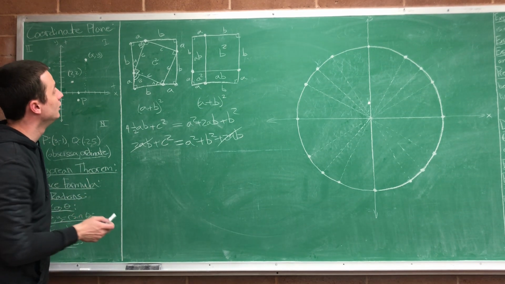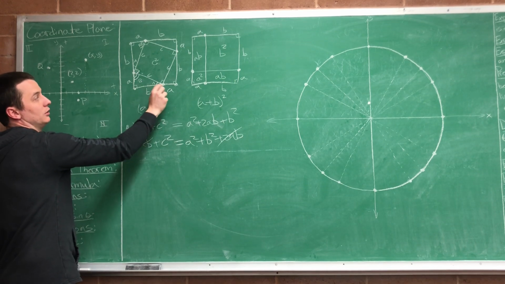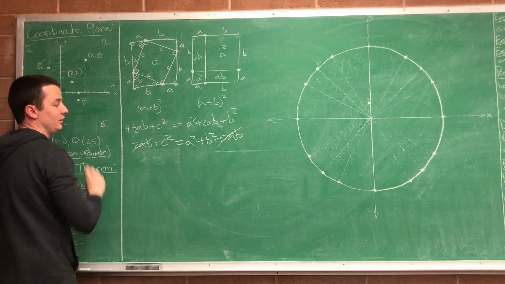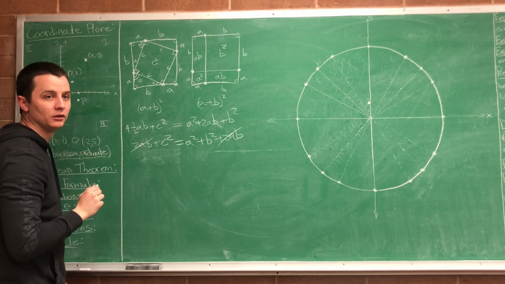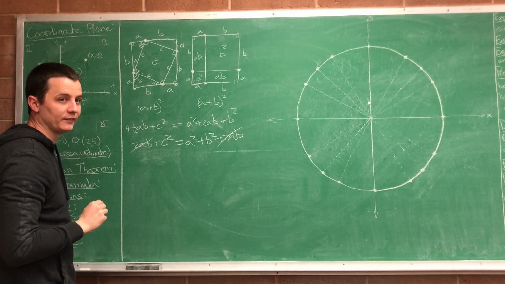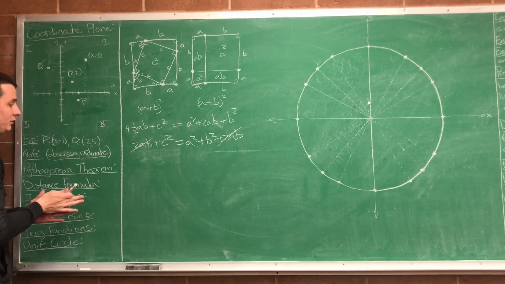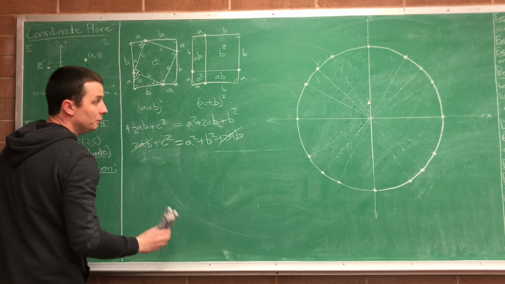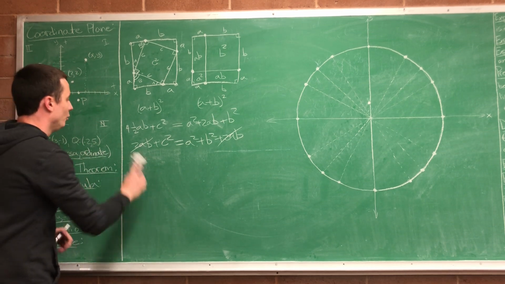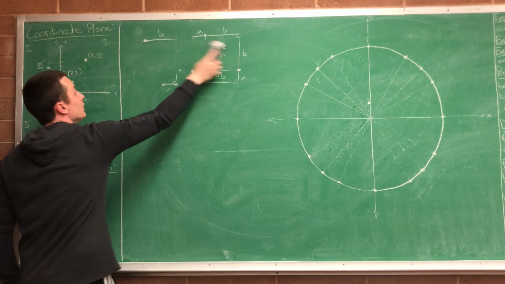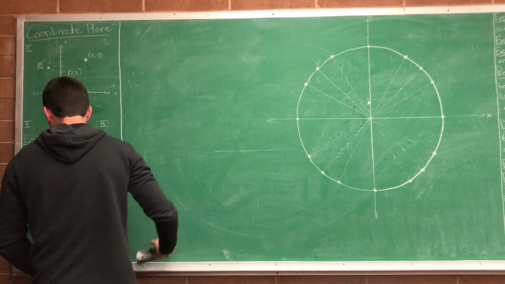Pythagorean theorem. If you have a right triangle whose legs have side length A and side length B, and whose hypotenuse is side length C, then you have this equation. Make sense? Wonderful. So that's Pythagorean theorem, and that's one of the most basic theorems we need to start trigonometry. So there we go, we proved the Pythagorean theorem.